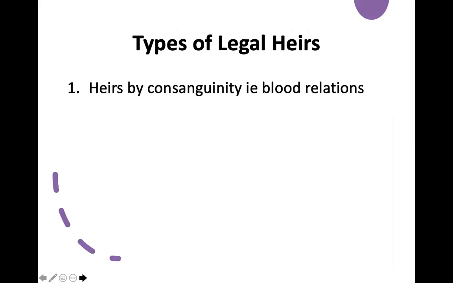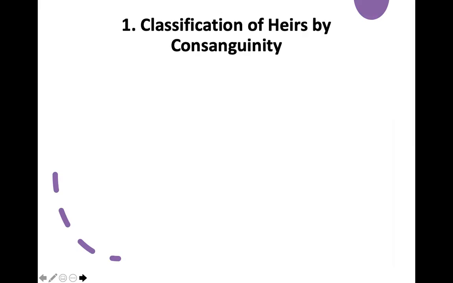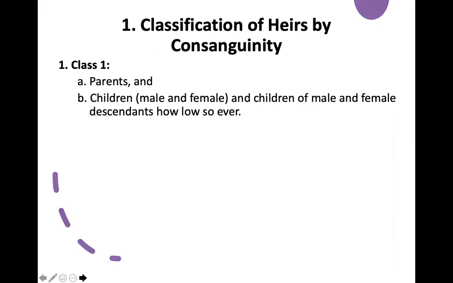There are 2 types of legal heirs. Either they are based on consanguinity, and then they are divided into 3 classes, and the second heirs who are based on marriage, that is spouse. Classification of heirs by consanguinity: there is class 1, which includes parents and children, male and female, and children of male, female descendants, how low soever.